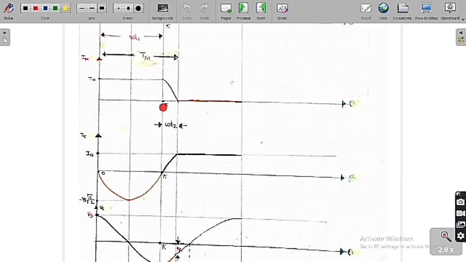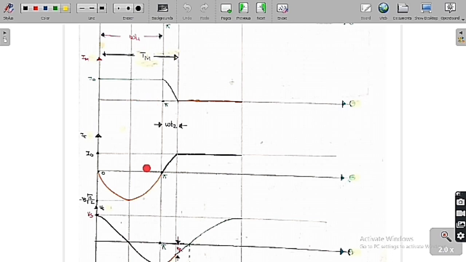As you can see clearly in that circuit, up to that time the diode is open. Because of that, the current in the main thyristor is equal to the load current, I0, from 0 to pi. This is called mode 1.